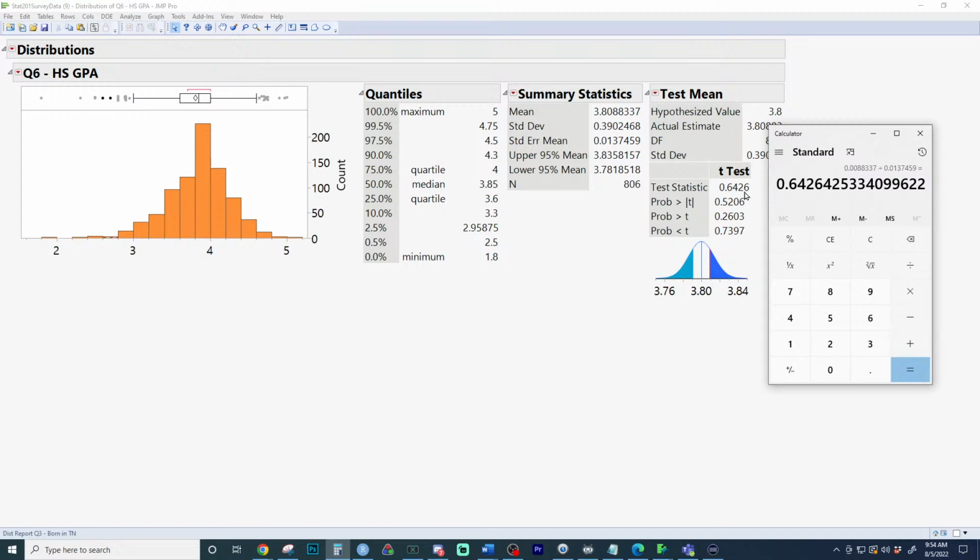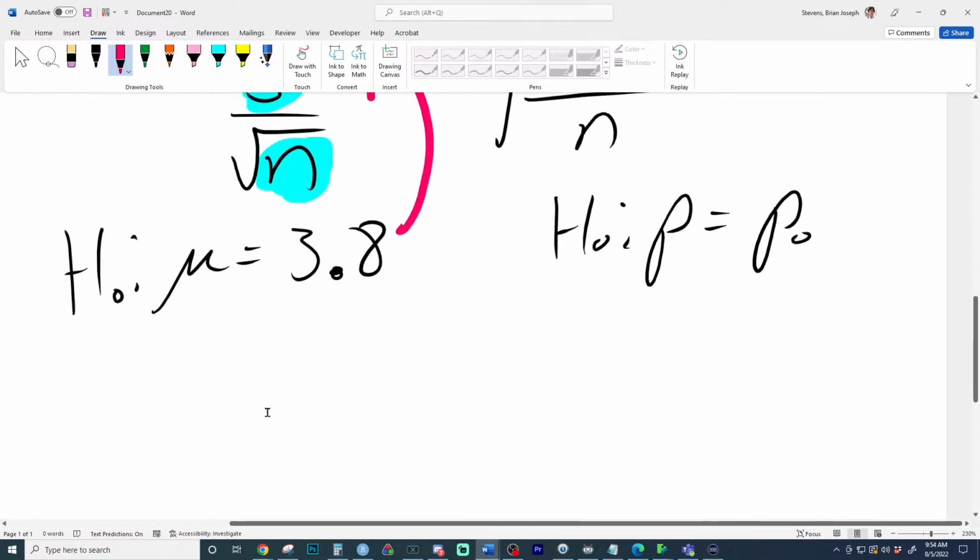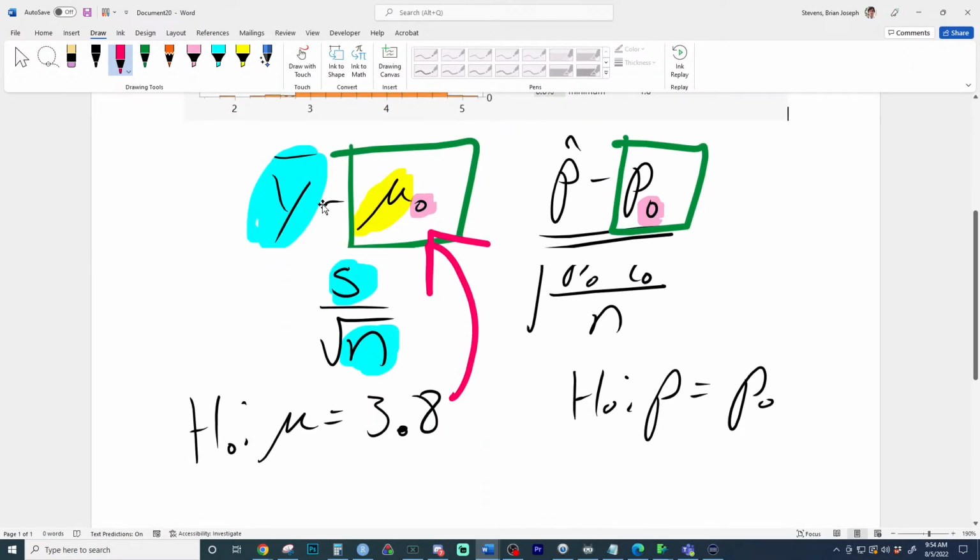JMP is going to do all the work for us that we would have to do by hand, so we don't have to worry about dividing the difference from the hypothesized mean by the standard error, which we would do by hand if we were solving a problem right over here. We could plug in the values right here and solve.